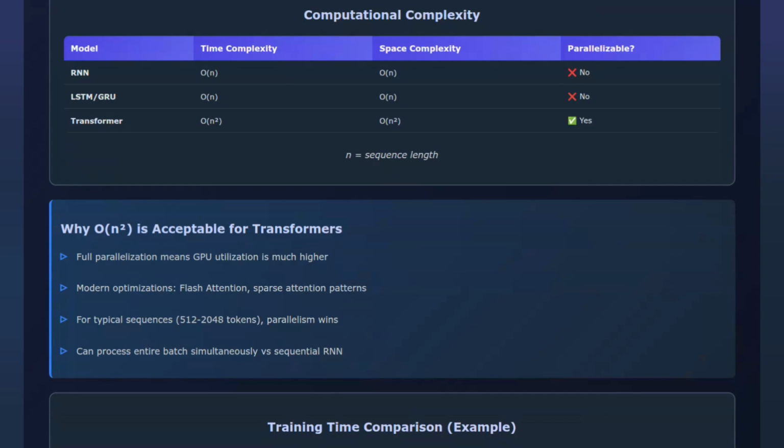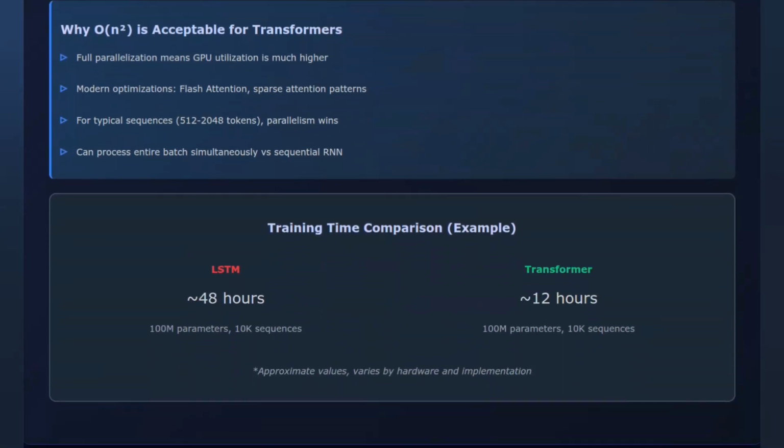It's like having one person do 100 tasks sequentially versus having 100 people do them simultaneously. More total work, but much faster completion. The real-world result? Transformers often train faster despite higher computational complexity, and they scale to much larger data sets and model sizes. That said, there's active research on efficient transformers, reducing that O of n squared complexity for extremely long sequences. Flash attention, sparse attention patterns, these are making transformers even more efficient.